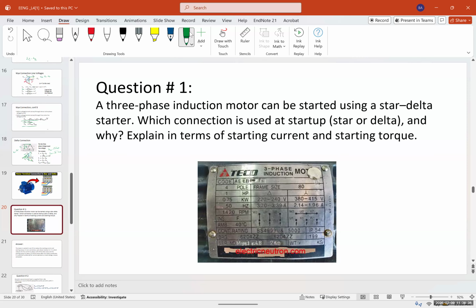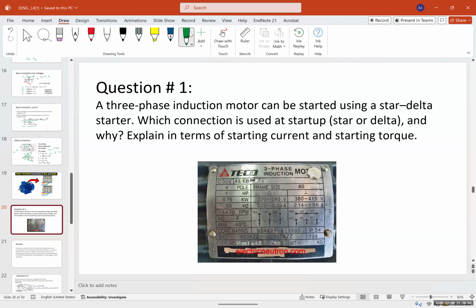So the first question that we're going to have is that a three-phase induction motor can be started using a star delta starter. Which connection is used at startup, star or delta, and why? I want you to explain it in terms of starting current and starting torque. I'll give you 5 minutes to think on this.